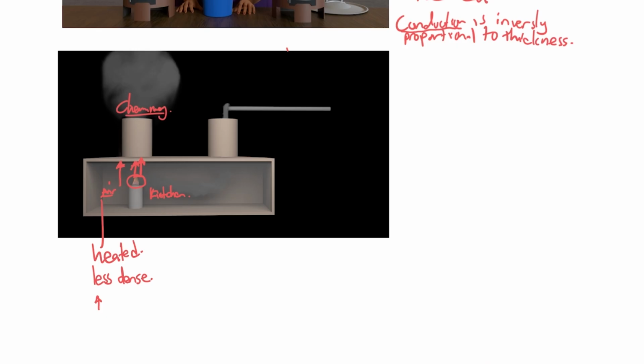It uses the principle of convection currents. That is convection. So you need a chimney to have good ventilation of the kitchen.